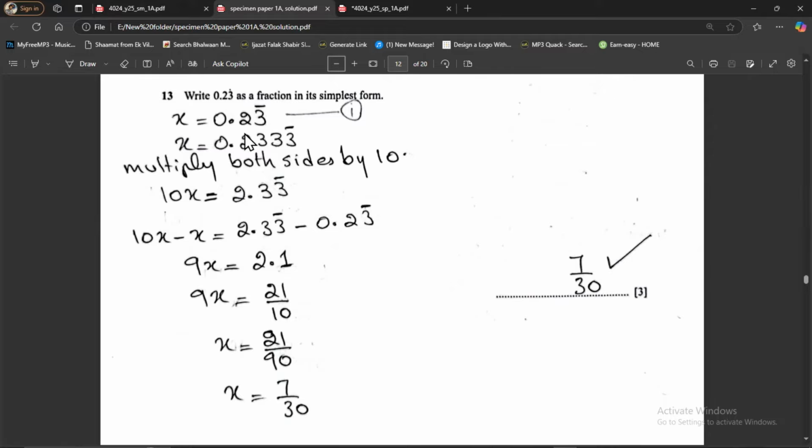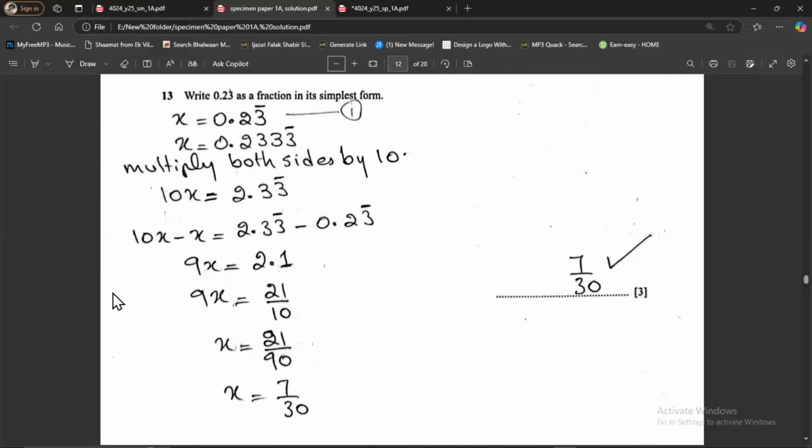On that 3 we have a bar, which means that 3 will repeat, and this is a non-terminating fraction. I'm just trying to show you what this means. Multiply both sides by 10, so you will have 10x. When you multiply by 10 on this side, it will become 2.3, and on the 3 we have the bar. From this, subtract this. So you will have 10x minus x, and on this side 2.3 minus 0.23. So you will have 9x here, and here you will have 2.1. This and this will be gone. So you will have 9x equals 2.1.